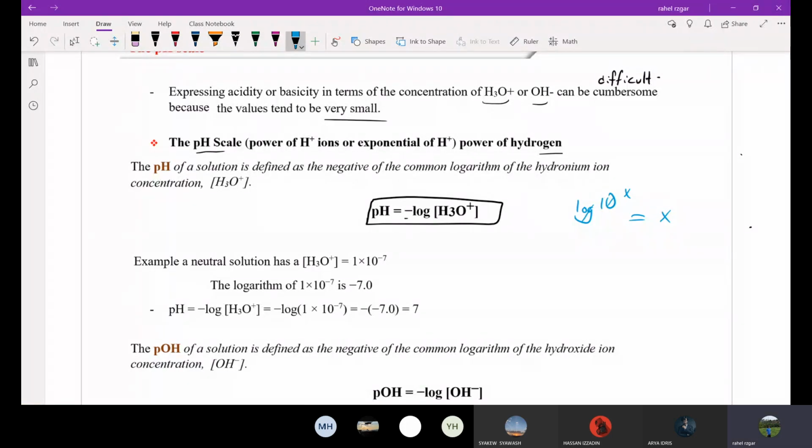We must have this minus, don't forget the minus. How can we use this pH? For example, we know for a neutral solution the concentration of H3O is 10 to the power minus 7. Then if we want to find pH, minus log of H3O is minus log of 10 to the power minus 7. As I said, the log and the 10 are cancelled. So what do we get? Minus 7, which becomes positive 7.